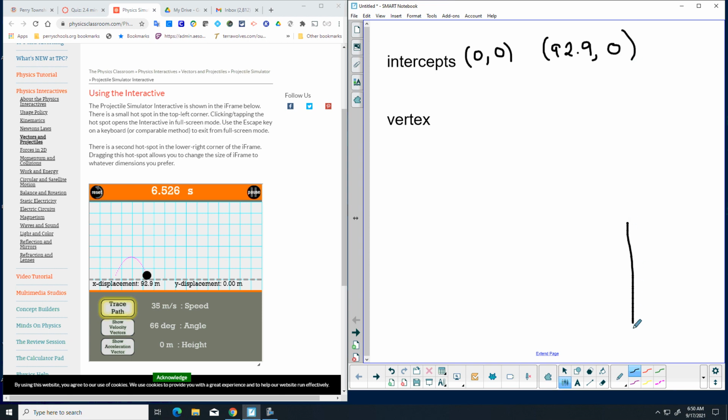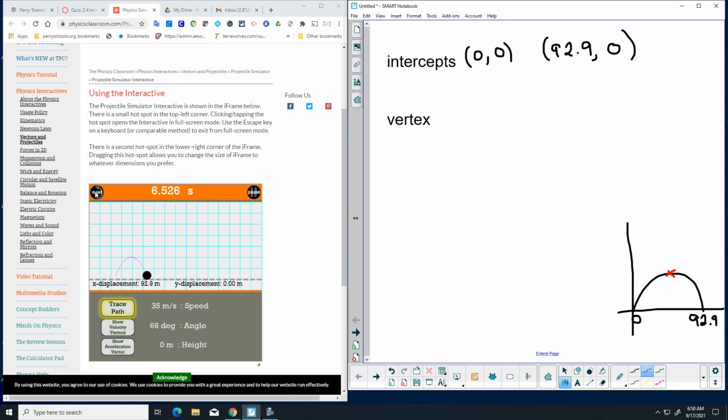So all I'm doing right now is I'm marking those ordered pairs. So 0, 0 and 92.9, 0. Those are my intercepts. I also want to know the vertex. The vertex is the highest point.